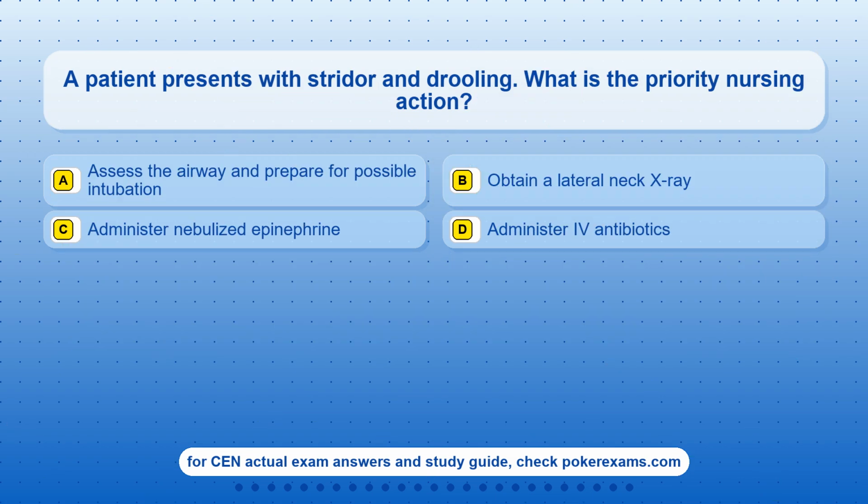Question 17. A patient presents with stridor and drooling. What is the priority nursing action? Option A, assess the airway and prepare for possible intubation. Option B, obtain a lateral neck X-ray. Option C, administer nebulized epinephrine. Option D, administer IV antibiotics.